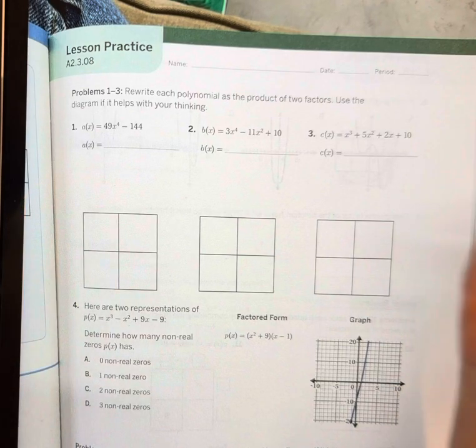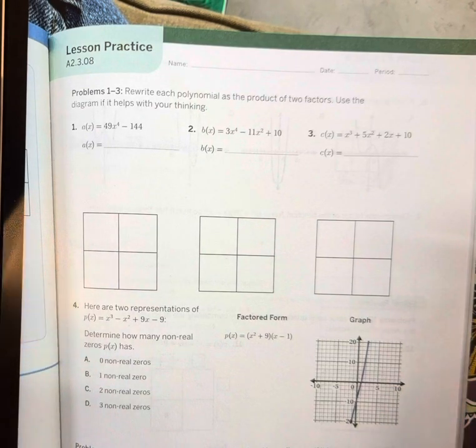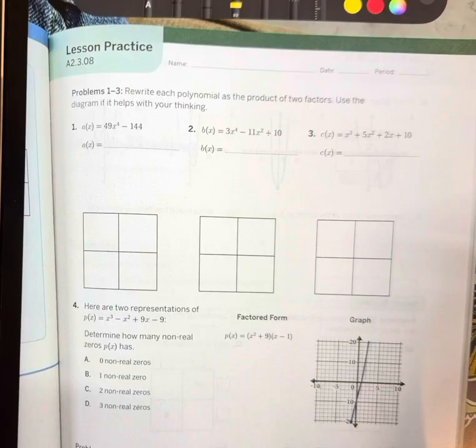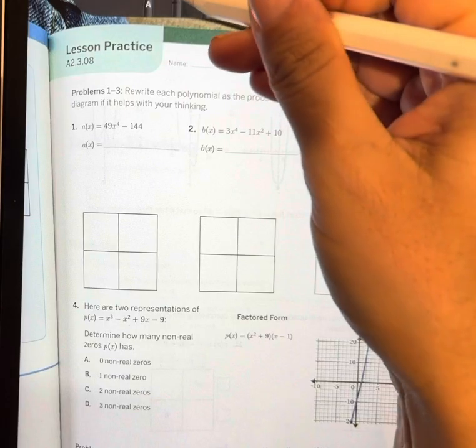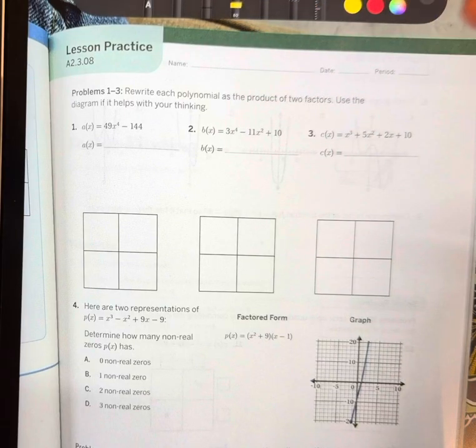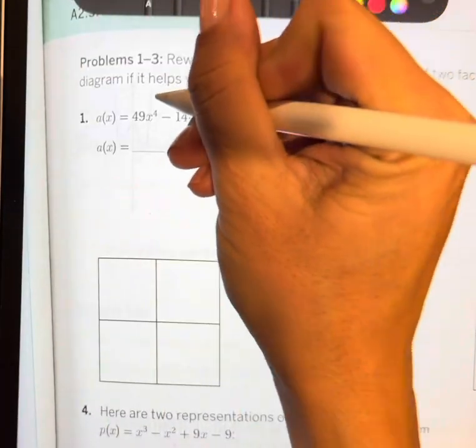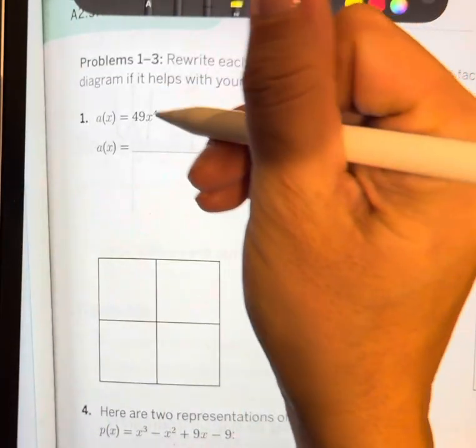Okay, here comes the 3.8 homework. We're going to rewrite each polynomial as the product of two factors. That means we're going to factor it. Okay? So, okay, let's do it. This guy right here, this is the difference of two squares.